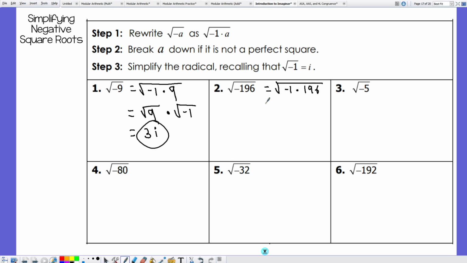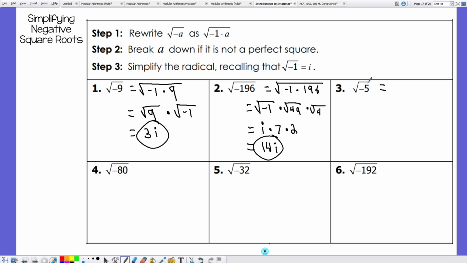Perfect. So we can break this down as negative 1 times the square root of 49 times the square root of 4. That gets us our 196. Now, the square root of negative 1 becomes i. The square root of 49 is 7, and the square root of 4 is 2. So I can rewrite all this. Well, 7 times 2 is 14, left over with the i.